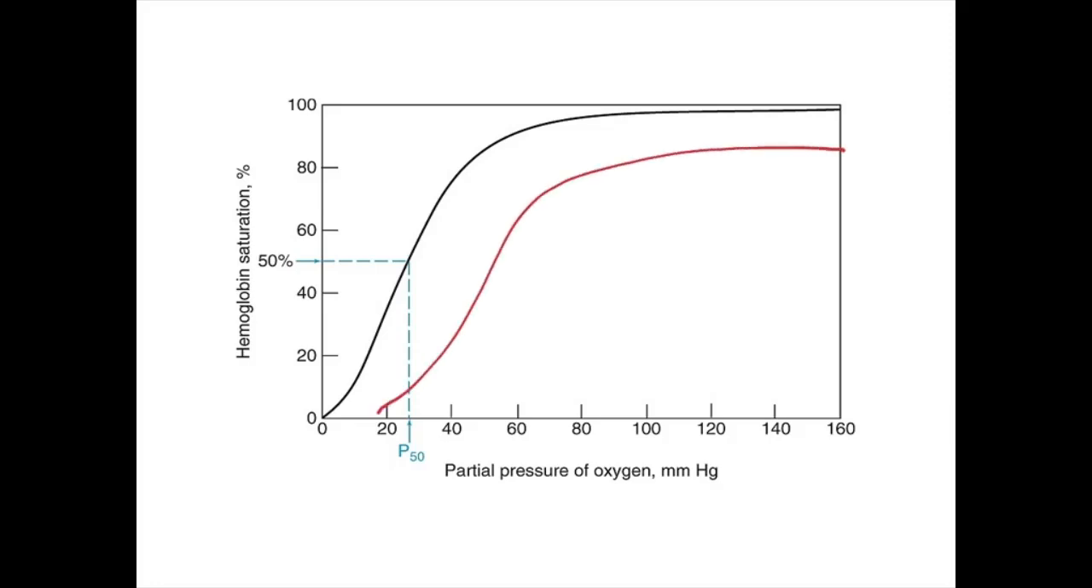Now, look at just the numbers. Let's look at our P50, for example. P50 in the normal oxyhemoglobin dissociation curve, it's right here about 27. However, in the new right-shifted one, it's right here at, well, let's say 55 or so. We'll call this one 30 down here.